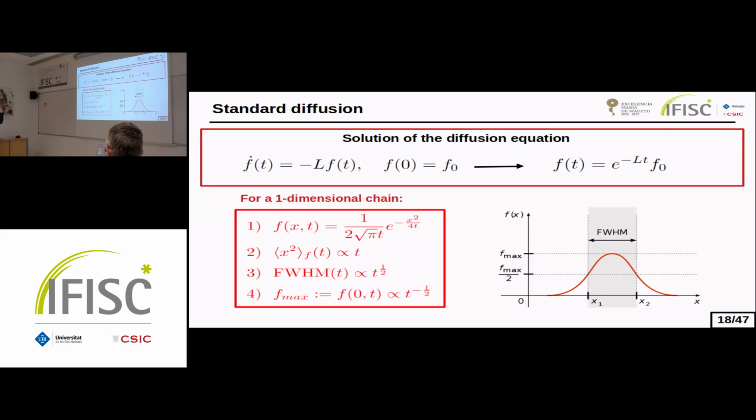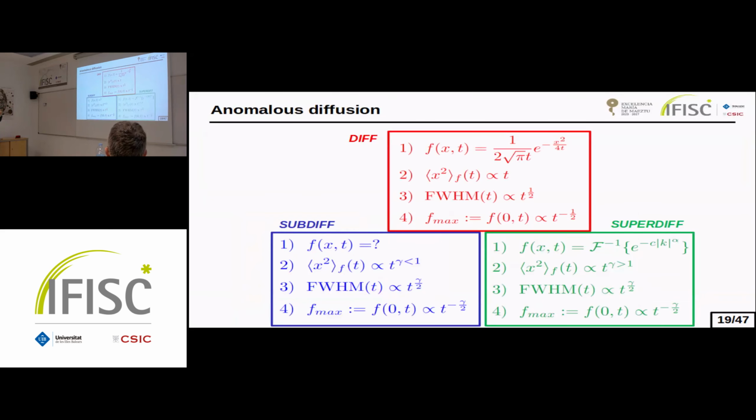These are the typical scaling laws for a diffusive process, but there are many processes in nature which don't follow this scaling law. When this happens, we call it anomalous diffusion. In particular, when the mean square displacement scales with an exponent smaller than 1, we say we have subdiffusion. And when the mean square displacement scales with an exponent larger than 1, we say that it's super diffusive. Analogous scaling laws can be defined for the full width at half maximum and the maximum of the distribution. This is what will let us differentiate between the different diffusive regimes.